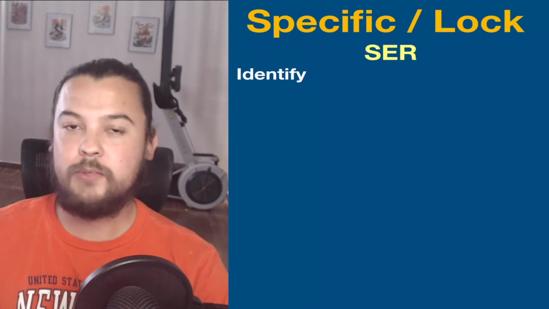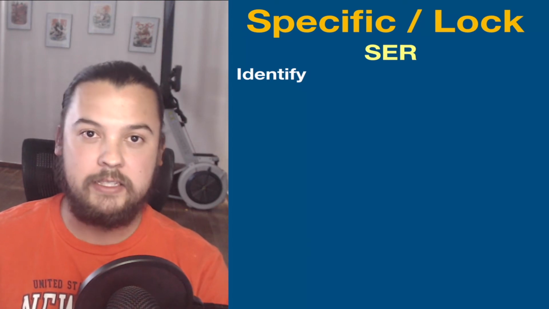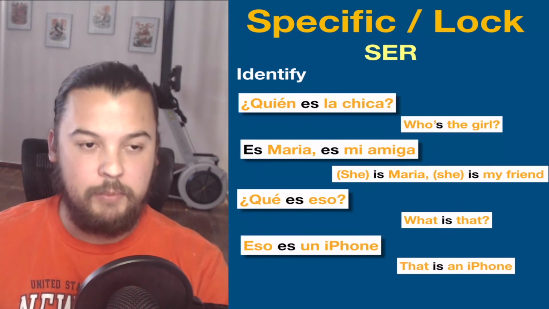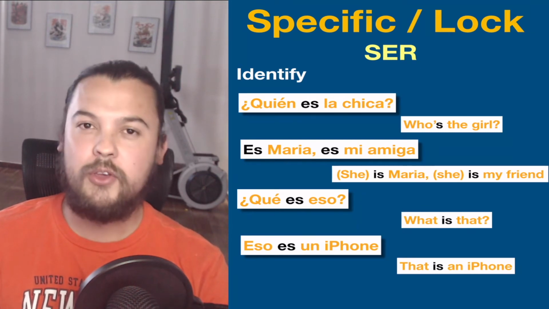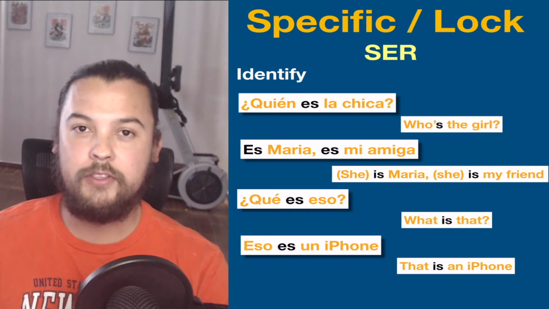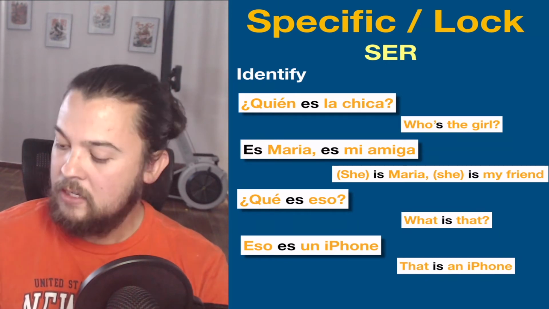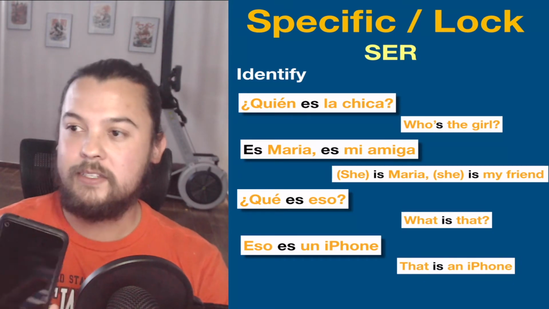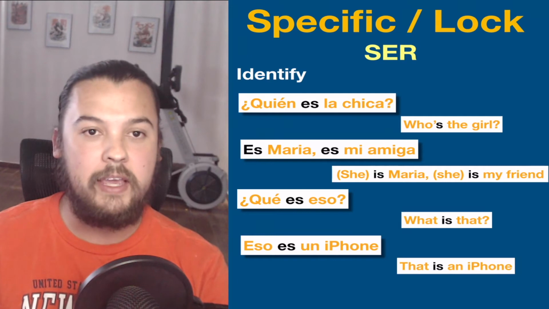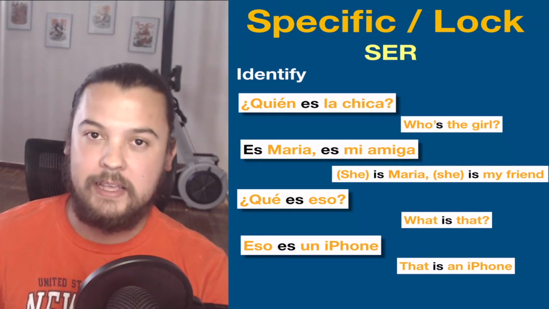The very first one is when you identify an object. When that object has a name or you actually are saying that that is the right object. For example, ¿Quién es la chica? Who's the girl? So you're using es for the girl because you're identifying that entity as a girl. So if you have a cell phone and you know it's a cell phone, you will use it to say es un celular because you're identifying the object as a cell phone.